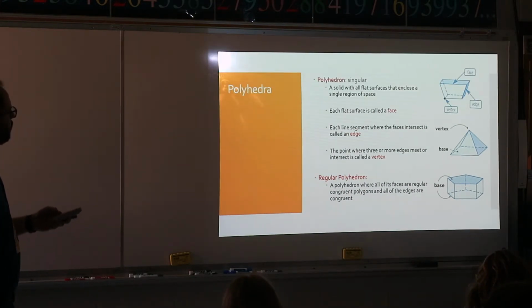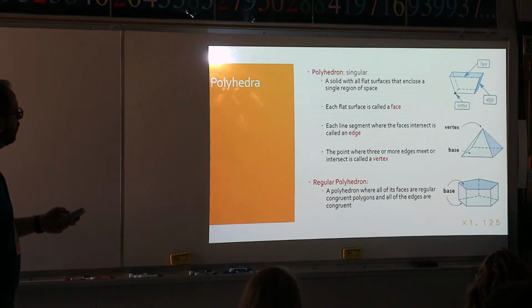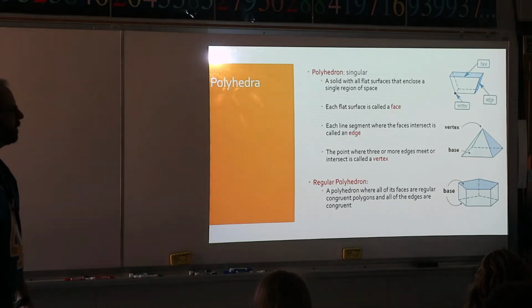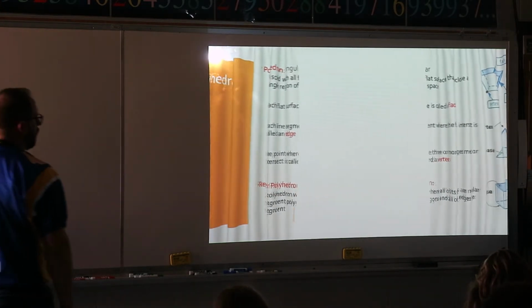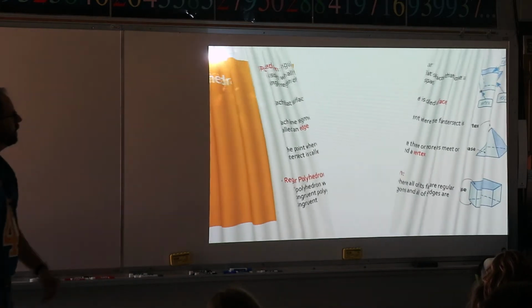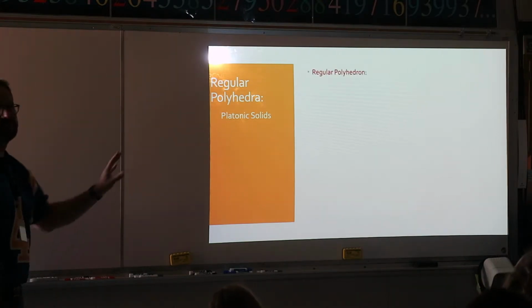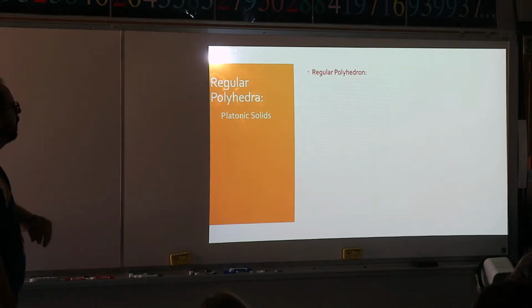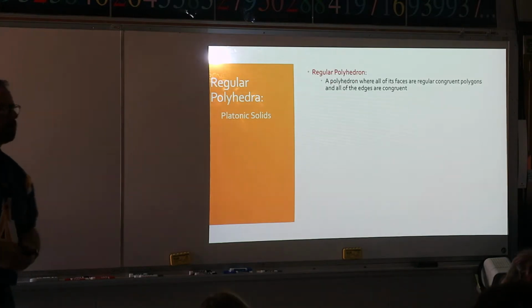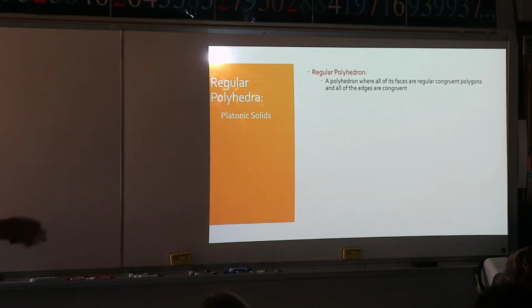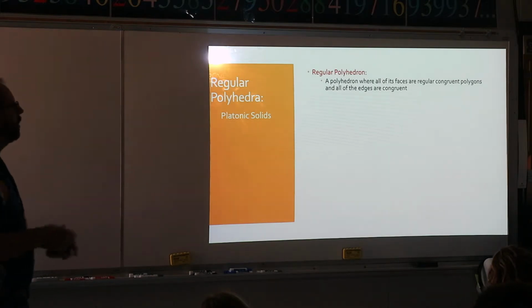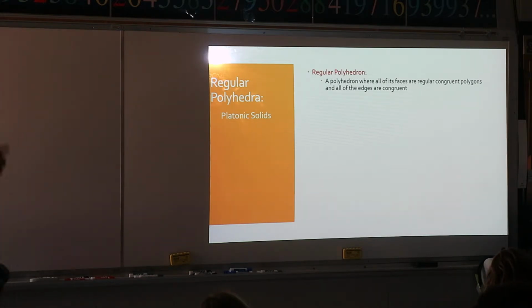Alright, so let's go through the definitions here. Let's go through the types of regular polyhedra. Alright, so regular polyhedron, or the platonic solids, what the book refers to it as. It's any time, and this is the same definition you wrote down like 2 seconds ago, it's any time a polyhedron has regular congruent polygons on the edges. Okay, so here's the first type. There's 5 of them, by the way.